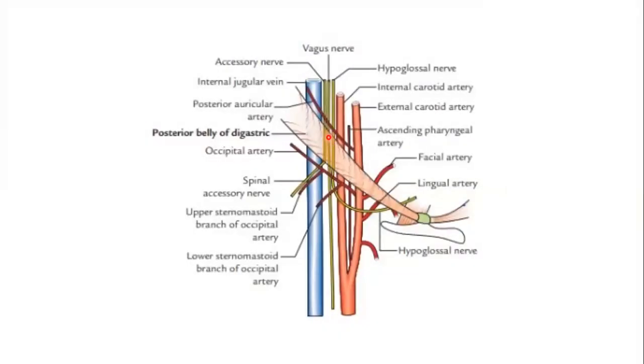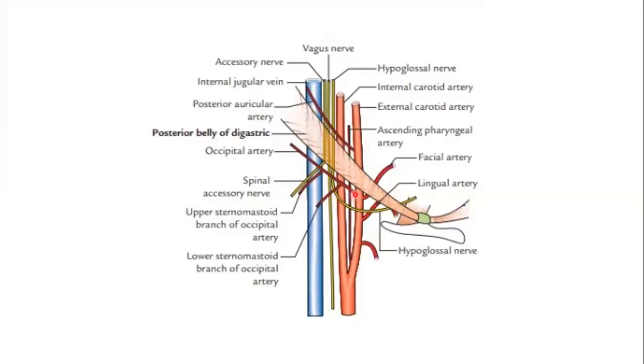These are just some posterior relations. So from this, you can see that we have three major vessels: internal jugular vein, external and internal carotid, and the last three cranial nerves, that is cranial nerve number 10, vagus, 11, spinal accessory, and 12, the hypoglossal nerve. And you can see, in fact, some superior and inferior relations.